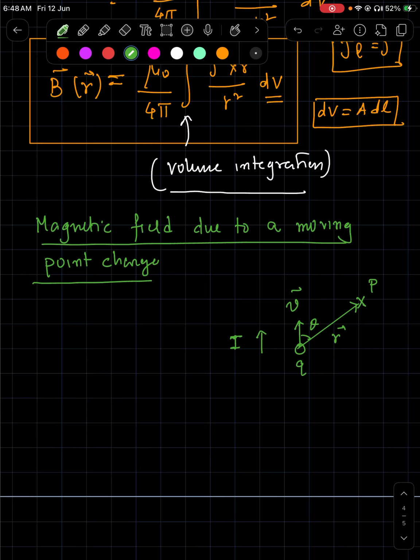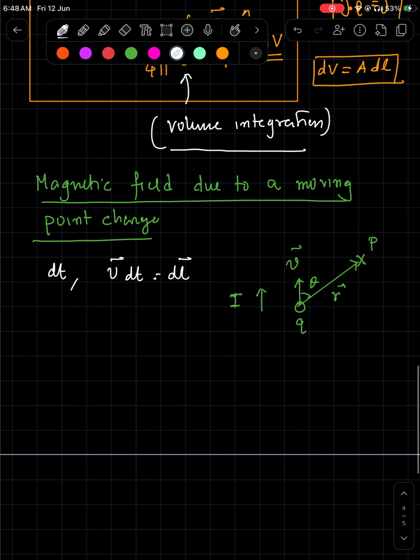Good. So now we are going to assume some dt. We are going to consider a particular time interval, that is dt. The distance this charge travels is simply v dt. The displacement is v dt, that is dl, and that's all. So now we are going to apply this Biot-Savart Law.